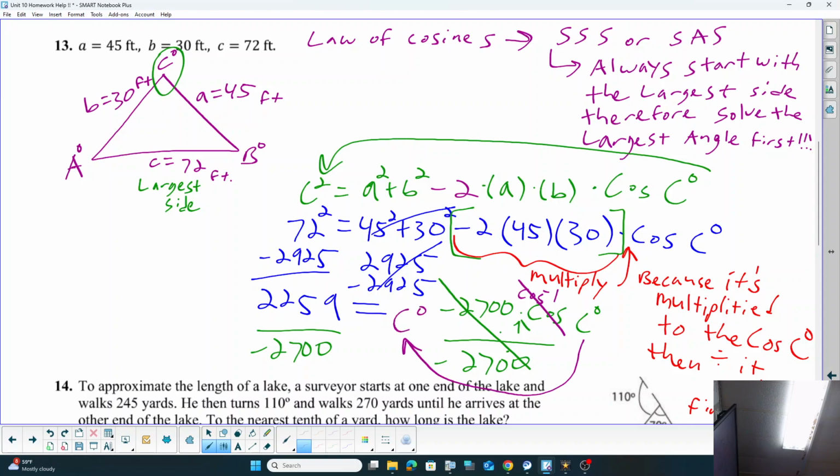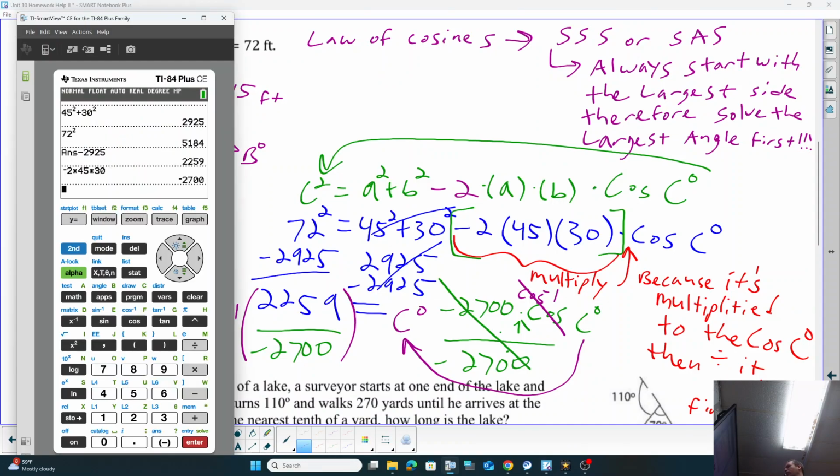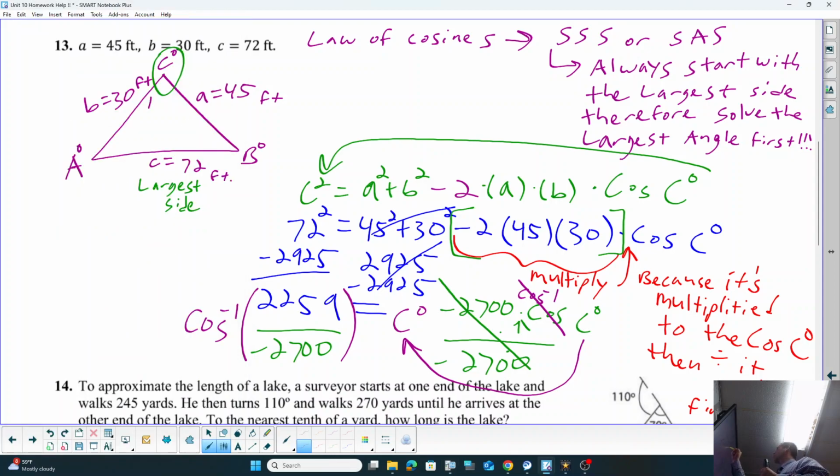So C is equal to, and if you do it to one side, you have to do it to the other side. So we're going to inverse cosine that whole thing. So inverse cosine 2259 divided by the -2700. And that finally is going to give us the answer to angle C. So it's 146.789, which is 146.8. So 146.8 degrees is angle C. We'll check that. All right, good job.